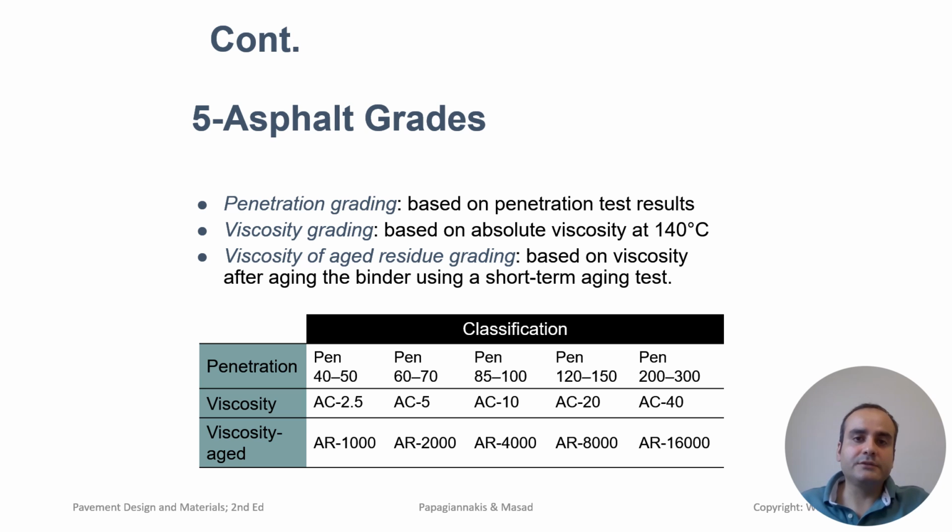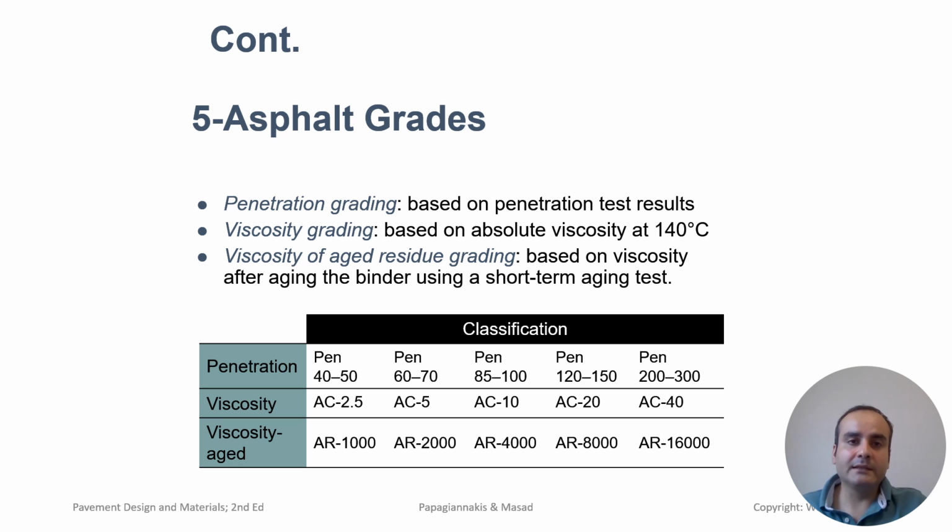Penetration grading is useful for selecting binders for moderate climates, but it doesn't fully account for the binder's performance at high or low temperatures. The system is simple and inexpensive, but it has limitations as it doesn't directly measure the binder's performance under real-world traffic conditions or aging effects.